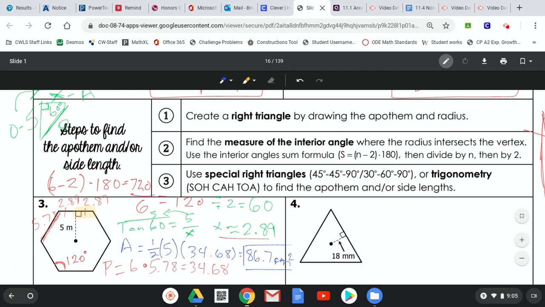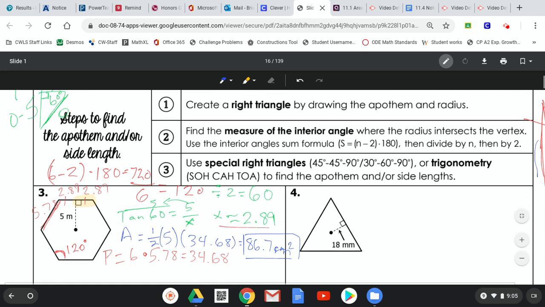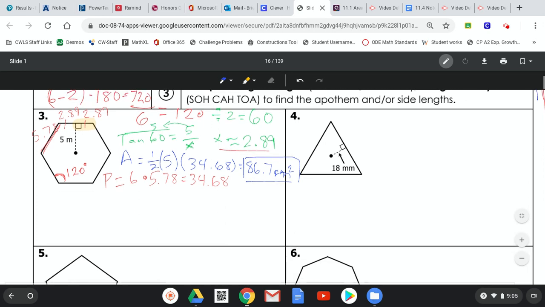So that is going to be our answer for that one, 86.7. Now, moving on to number 4. We're going to do the same exact thing, except this one is a little bit easier.